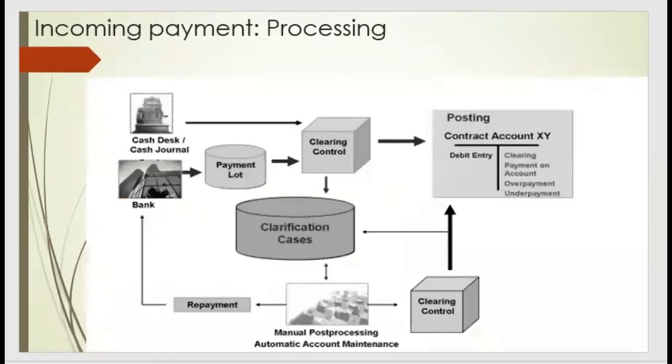Now you can see in this diagram when the incoming payments are coming. The incoming payments will come from different sources, like from the cash desk or cash journal. We'll discuss the cash desk and cash journal in detail, and there are different operations there also. Or from the bank. Now all this needs to go to the clearing control. Clearing control gets the payment lot in a check from the banks or direct cash from the cash desk journals.